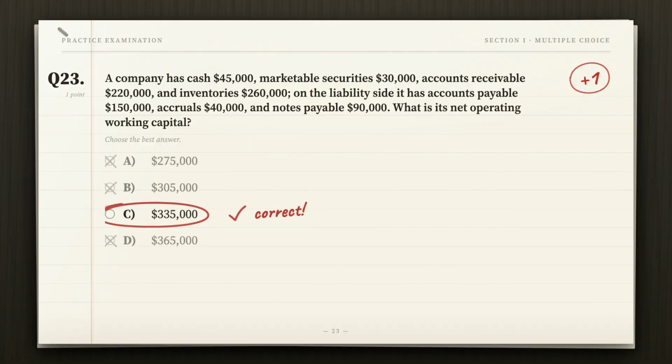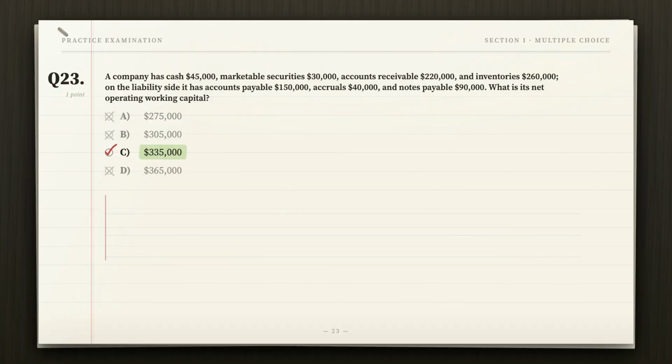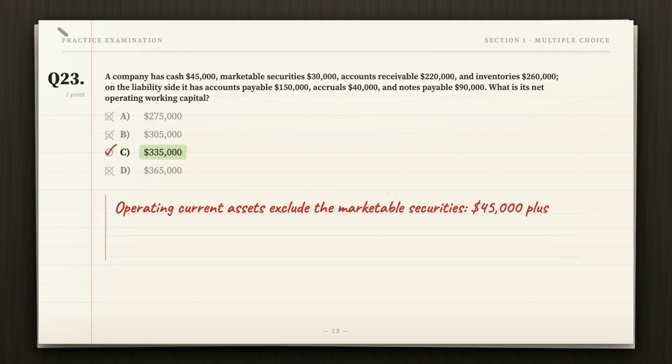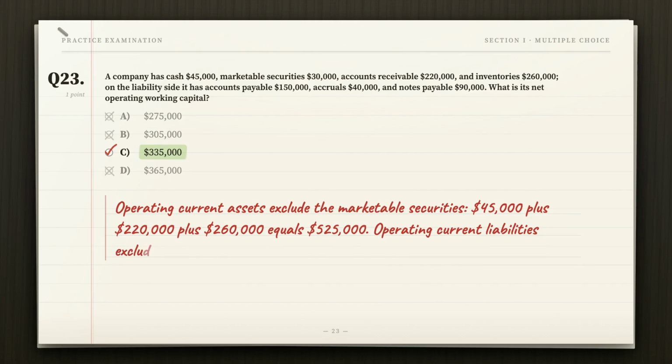The correct answer is C, $335,000. C is correct because operating current assets exclude the marketable securities. $45,000 plus $220,000 plus $260,000 equals $525,000. Operating current liabilities exclude notes payable. $150,000 plus $40,000 equals $190,000. Now C is $525,000 minus $190,000, which is $335,000.